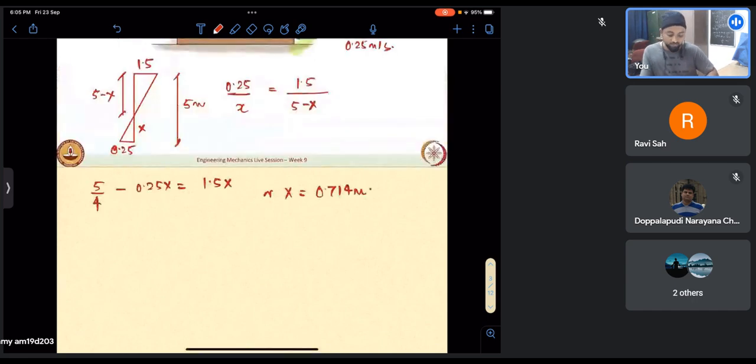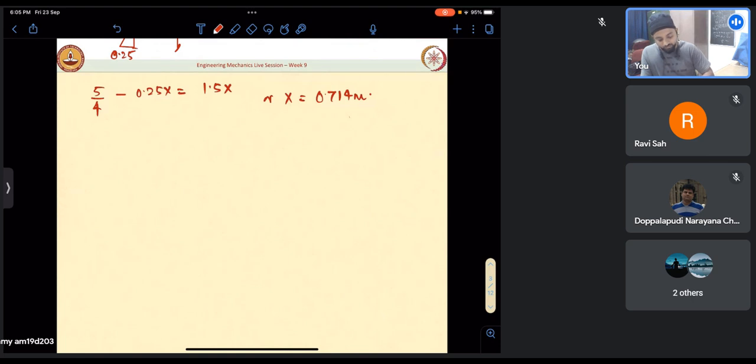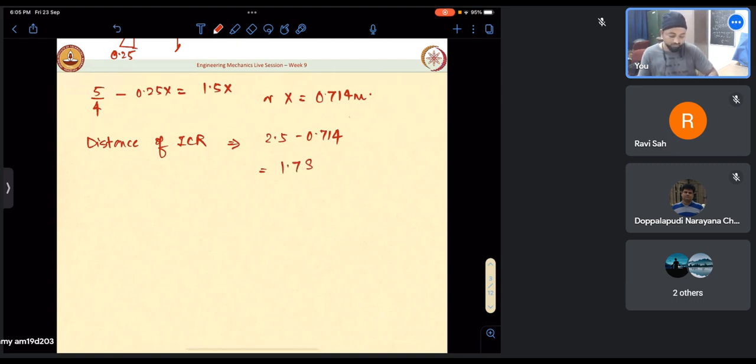But we have to keep note that x we have taken from the bottom. What has been asked is from the gear center. So it is nothing but our radius minus this value. So the distance of the ICR, or instantaneous center of zero velocity, is nothing but 2.5 minus 0.714, which comes out to be 1.785 meters.